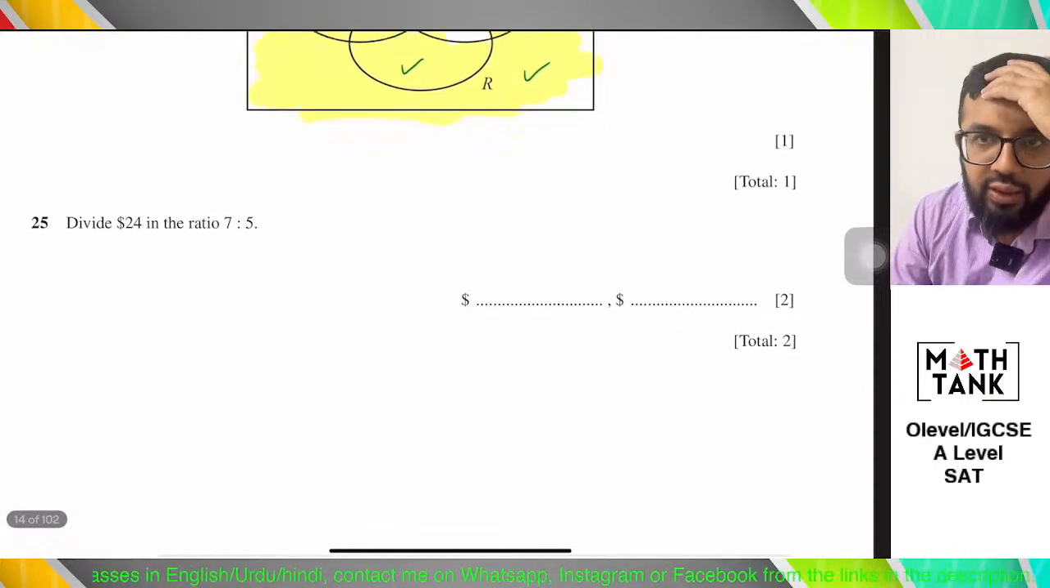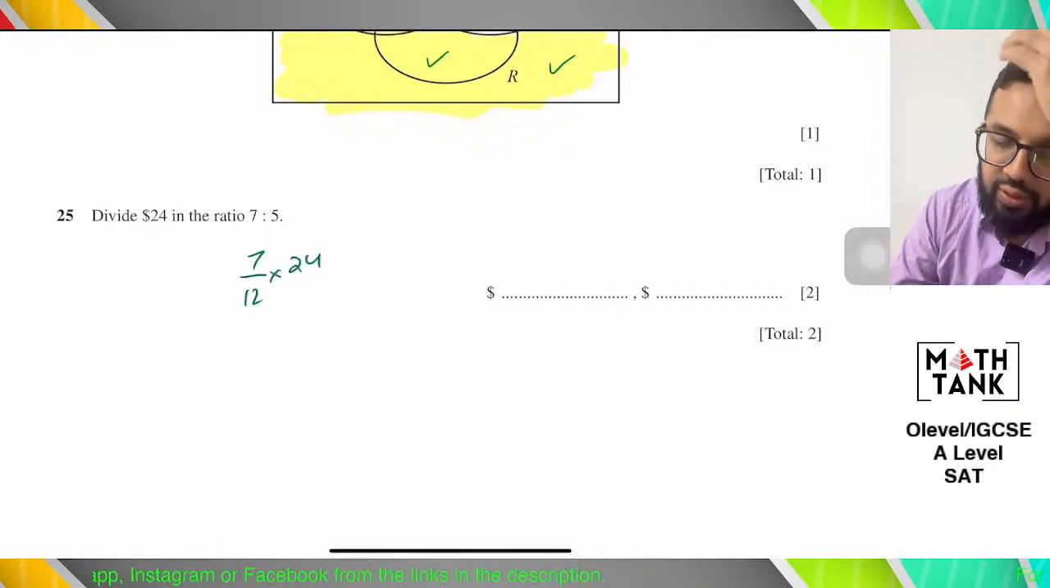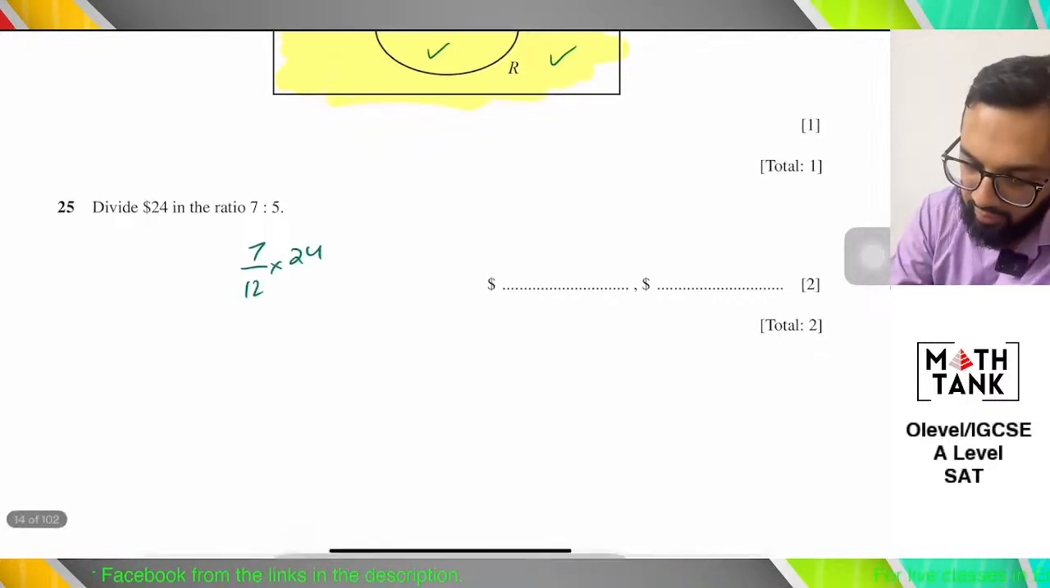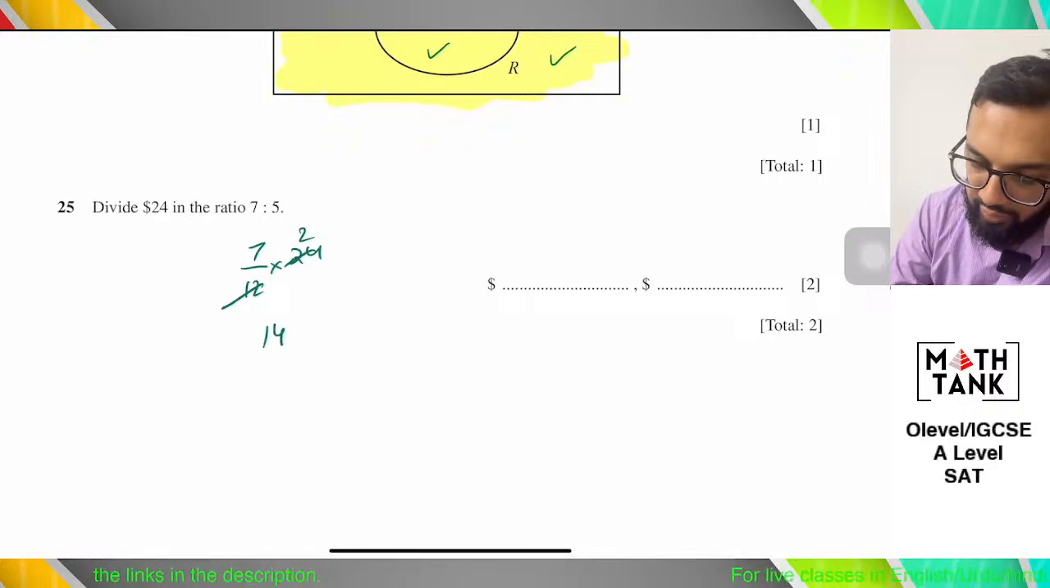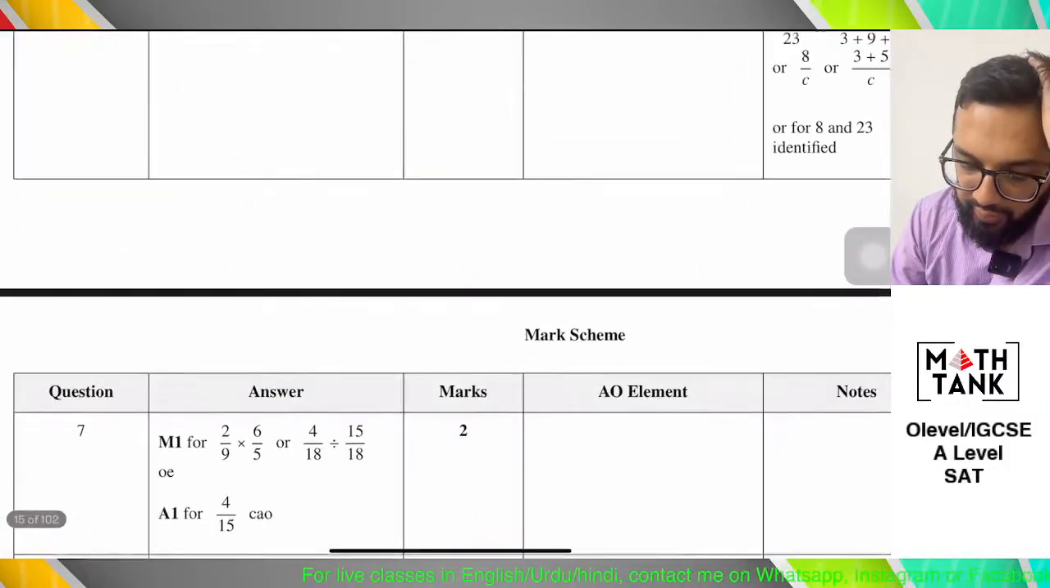Okay, then says divide in the ratio 7:5. That's easy. 7 over 12 multiplied by 24. You take the sum of ratios, this is the denominator. So that's 14, and the other person would get 10. Okay, those are the questions.